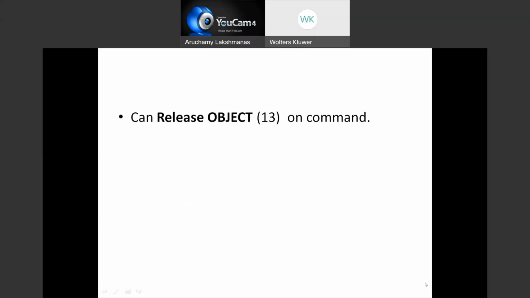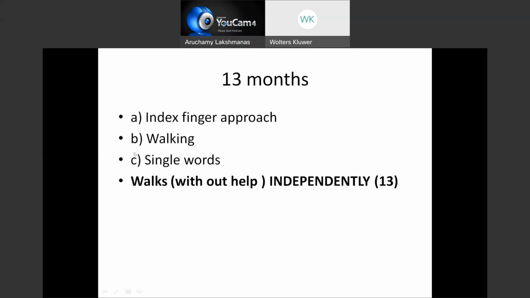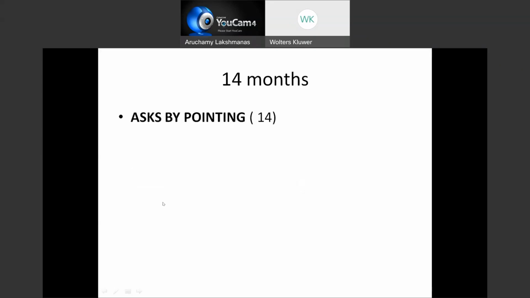Remember like that. So index finger approach. And walking, as I told you, walking without support by 13 months. And it can say single words. So just remember the word independently. So it can walk independently by 13 months. It will ask by pointing. If it wants something new, it will ask by pointing by 14 months.